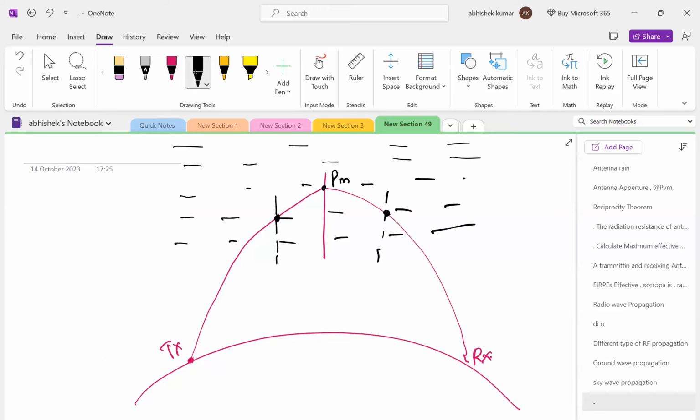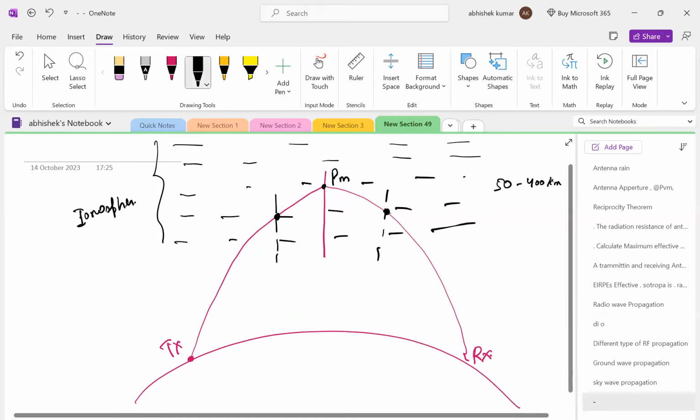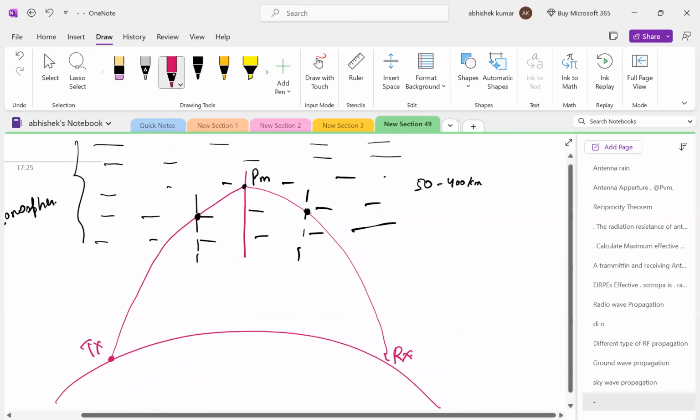This is the layer of the ionosphere. Ionosphere is between 50 to 400 kilometers above the Earth's surface. Okay.